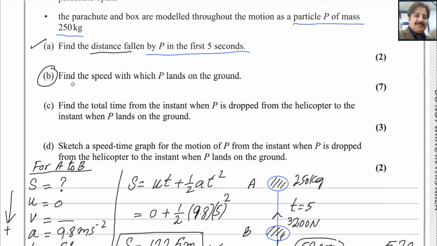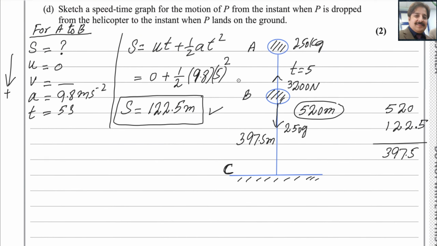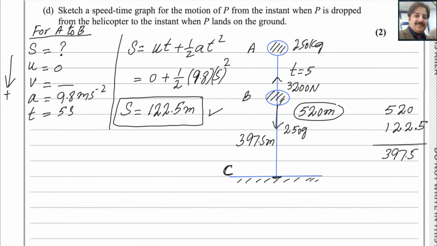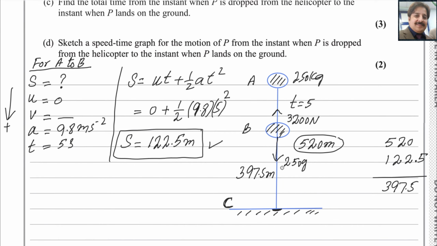Now for the second part: find the speed with which P lands on the ground. P hits the ground, and we need to find this speed when it hits the ground. For that, you should have three values. As I told you, in SUVAT equations, if three values are given, then you could find the fourth value. Here we have just this value, 397.5 meters, and nothing else is given, because now it is not moving under gravity. It is moving with some acceleration.